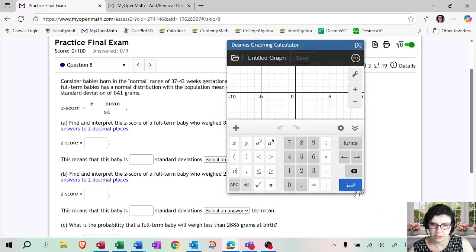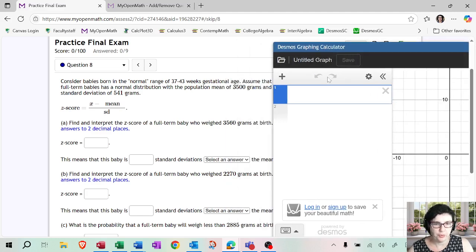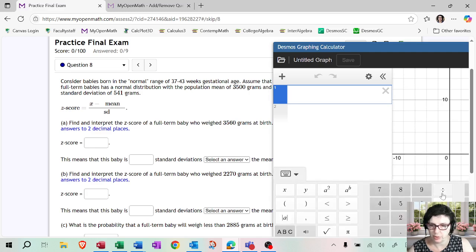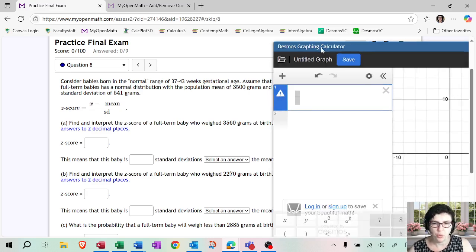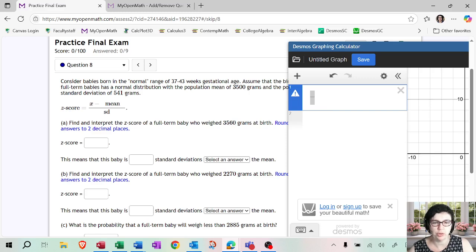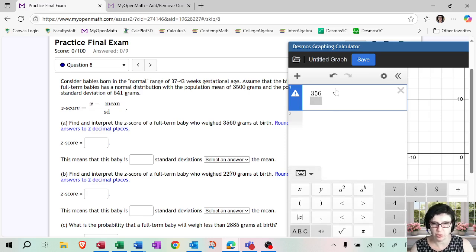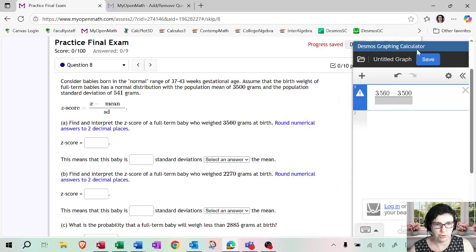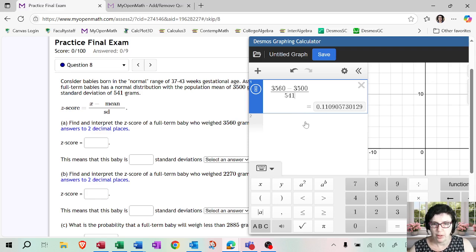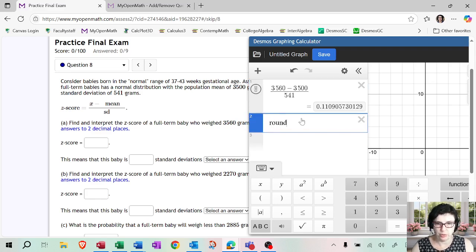So let's open the Desmos graphing calculator. The first thing we do is, when we use this formula, we're going to use division. So let's click on division so that we have a numerator and a denominator. In the numerator, always remember to start with the number that you are trying to standardize. So this baby weighs 3,560 grams. So I'm going to put that there and then subtract the mean. The mean is 3,500. And then on the bottom, you want the standard deviation, which is 541. Once I got that, I need to round it to 2 decimal places. So let's go ahead and do that.